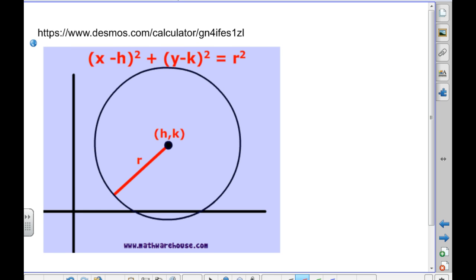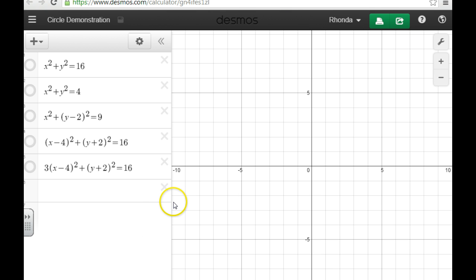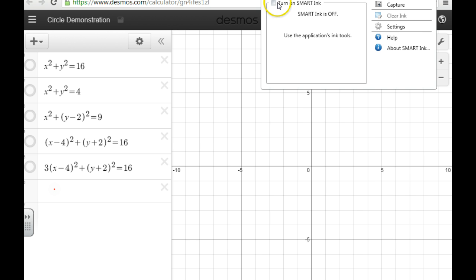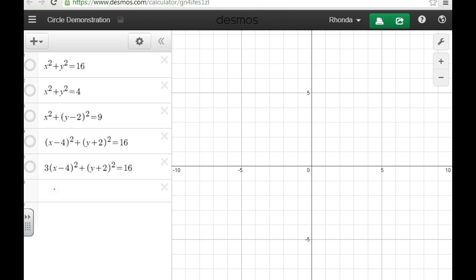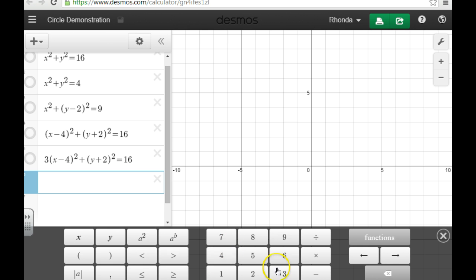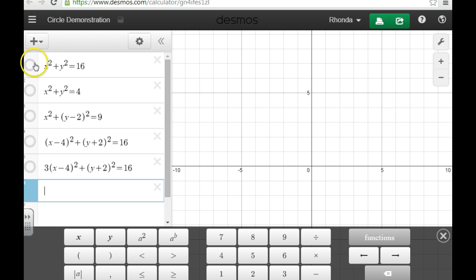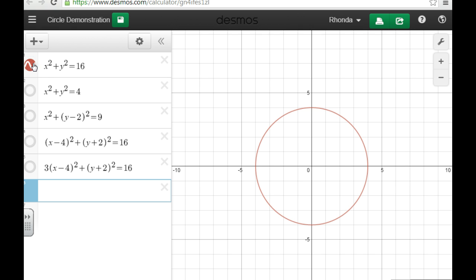But this is a really cool online calculator. It's super easy to find. It's just desmos.com. It looks like this when you go there. And you just type things in. When you go into one of these little boxes, if I turn off the ink here, it brings up things down here. And you just type in x's and y's. It's awesome. So if I turn this first one on, anybody know what shape I'm going to get? A circle, whose center is at 0, 0, and the radius is 4. Does that seem okay?